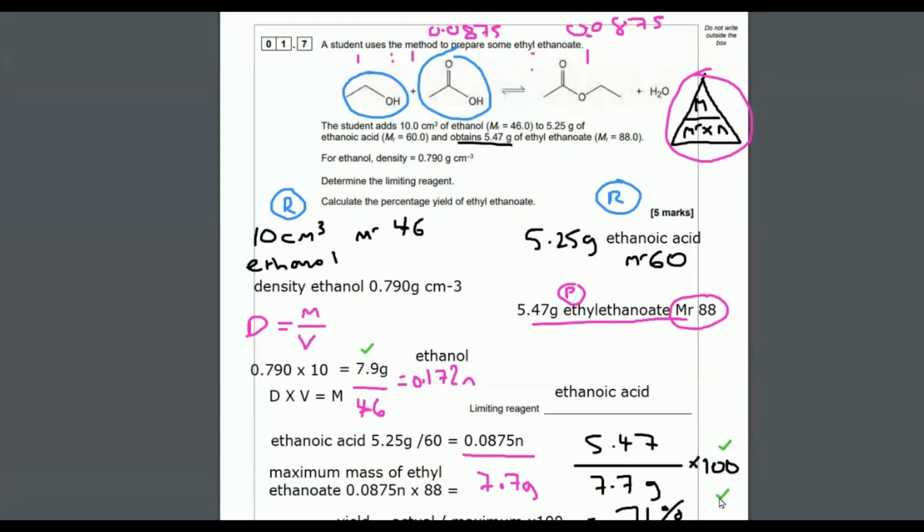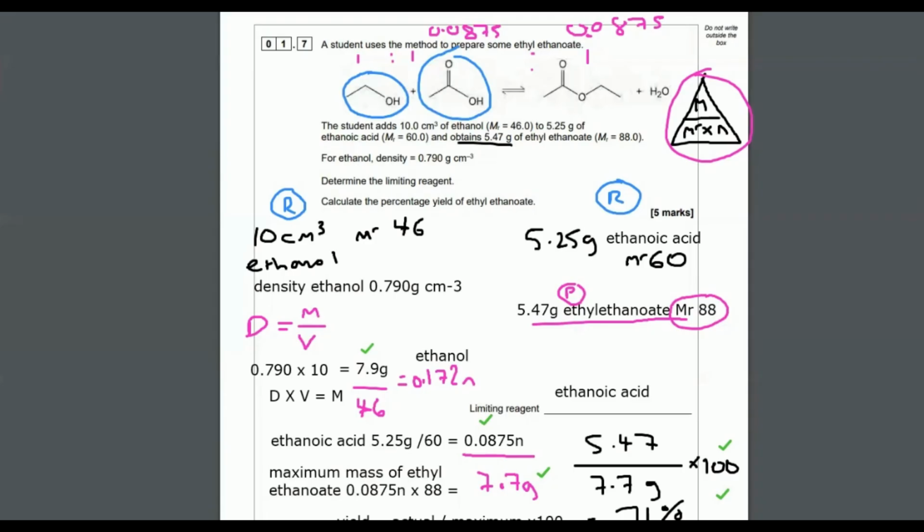Nice. Awesome. So a lot of marks on display here, 5 marks. Probably 1 mark for the density calculation, 1 mark for working out the moles of ethanoic acid and saying that that's the limiting reactant by comparing it to the 0.172. 1 mark for working out the maximum mass, so that we're up to 4, and then 1 mark for the yield, and that's going to be 5.